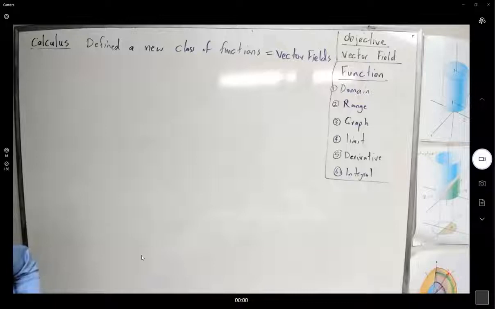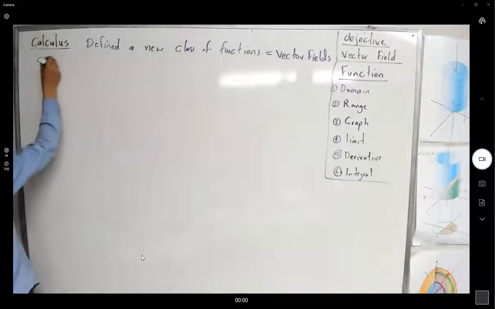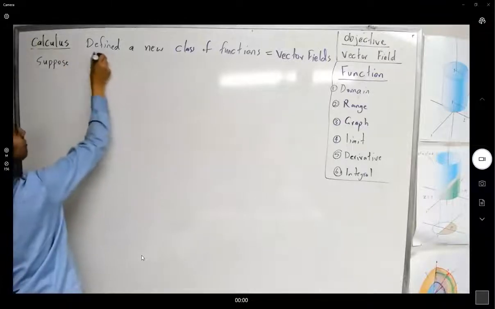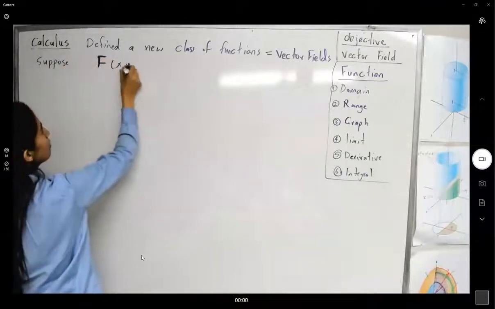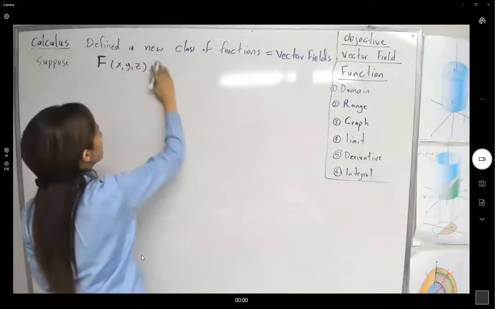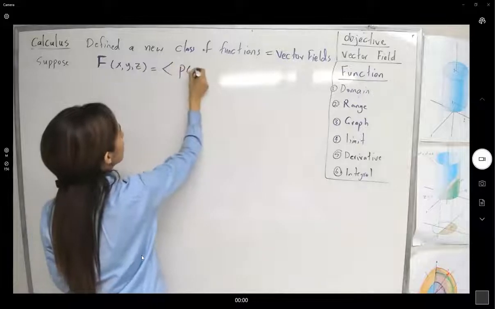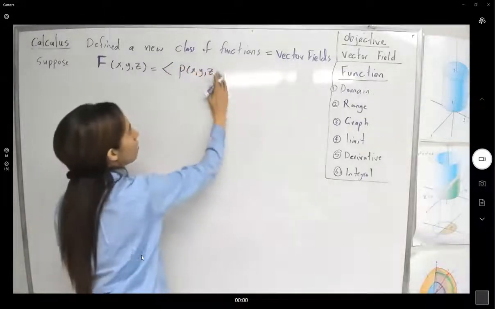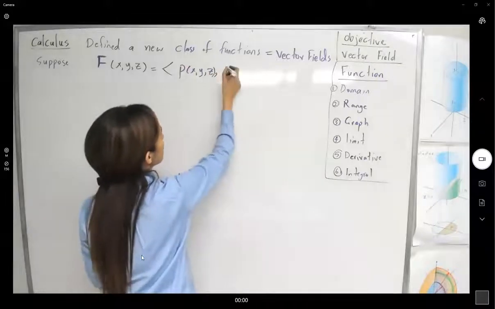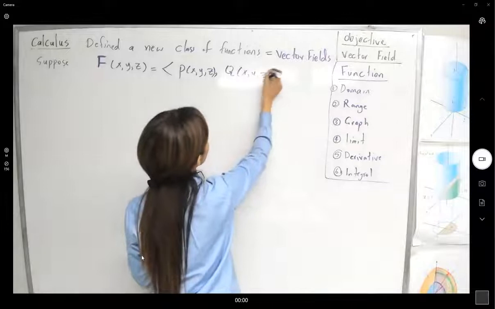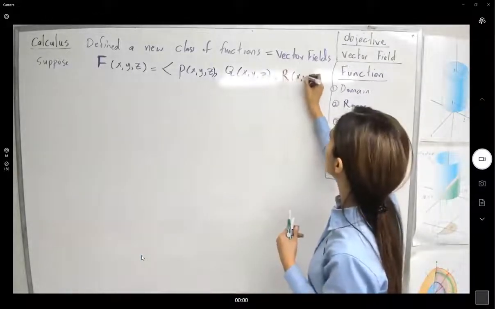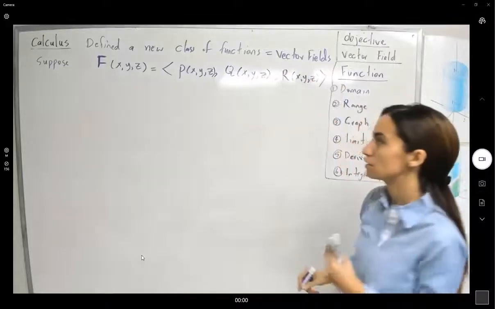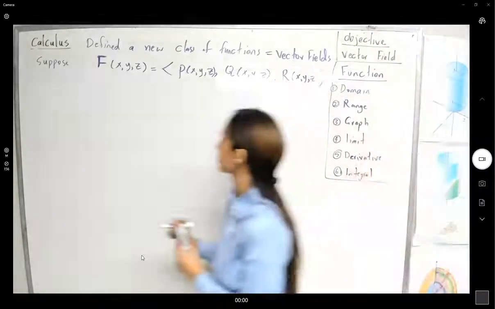Very well. So suppose you have a vector field. Suppose f of x, y, and z is defined as, okay, we have p of x, y, and z, the very first component, then q of x, y, and z, and finally r of x, y, and z. This is a vector valued function or a vector field.